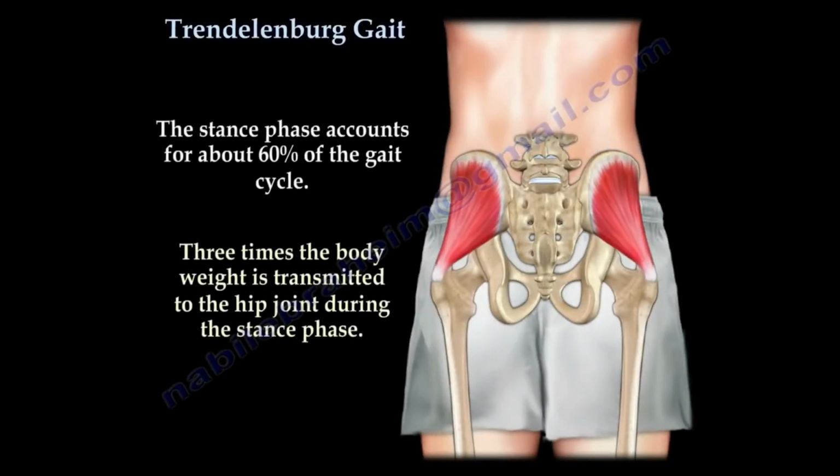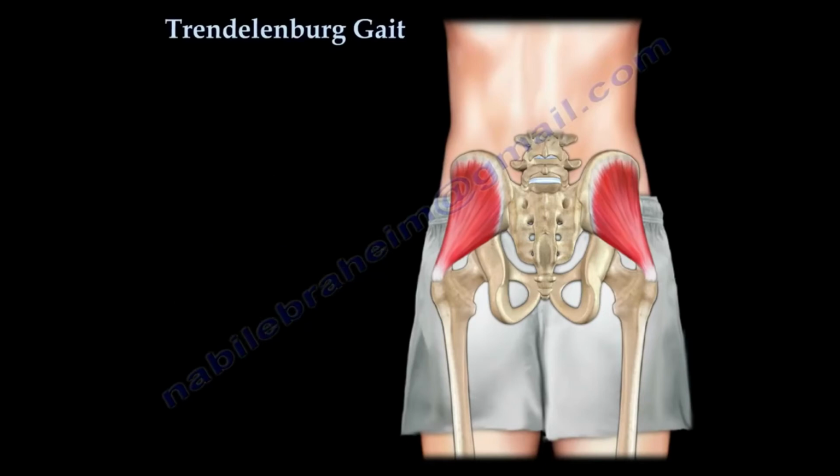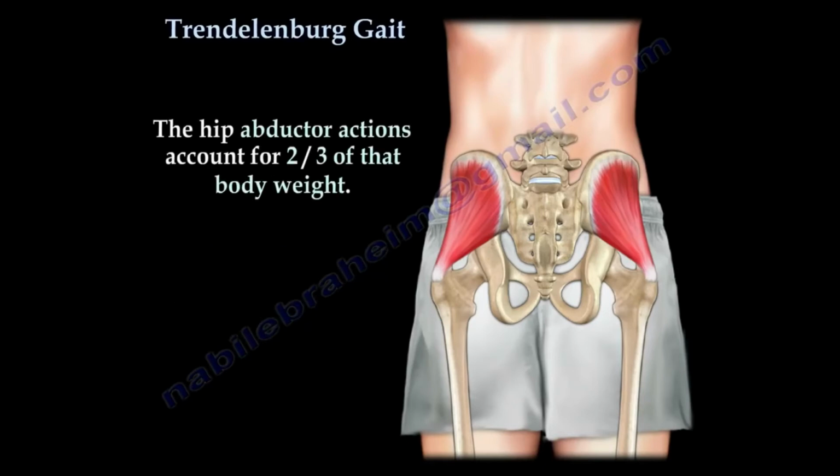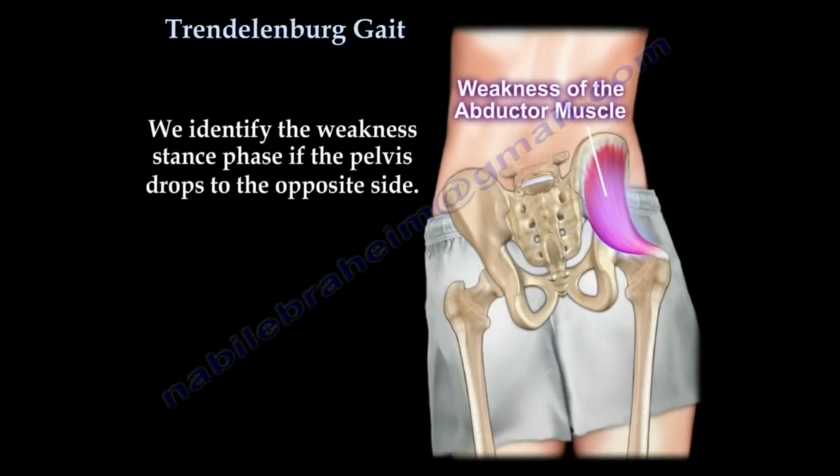The stance phase accounts for about 60% of the gait cycle. 3 times the body weight is transmitted to the hip joint. The hip abductor actions account for 2/3 of the body weight. We identify the weakness in stance phase if the pelvis drops to the opposite side.